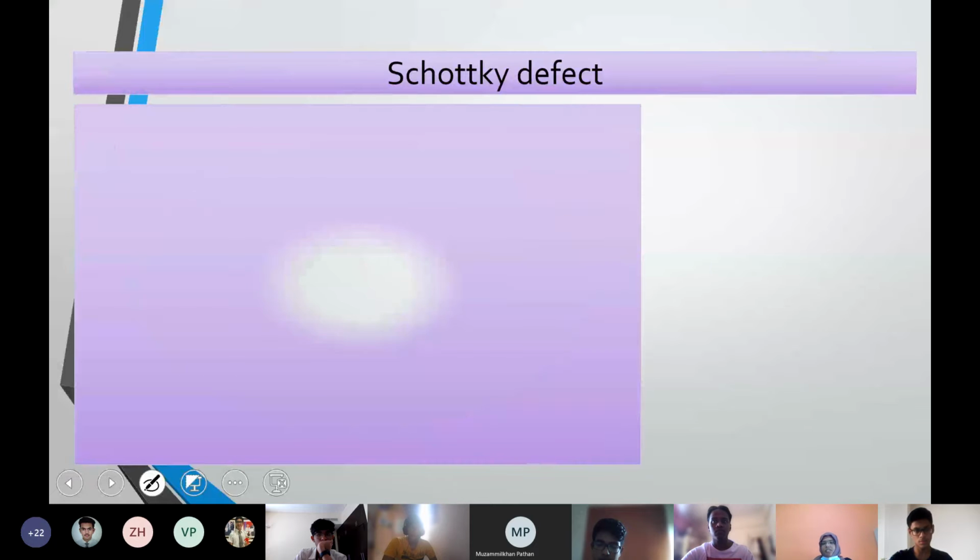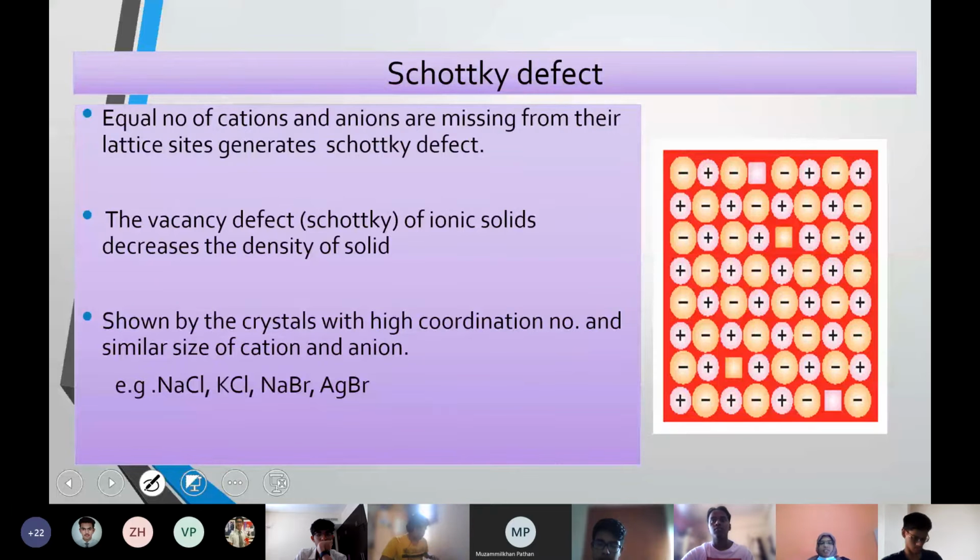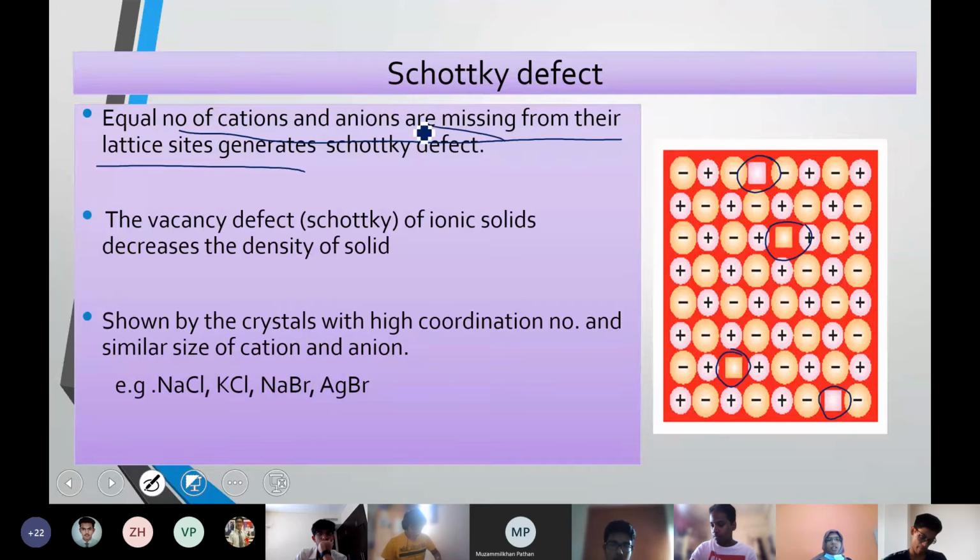So first type is Schottky defect. Again, it's a kind of vacancy defect. In this kind of vacancy defect, Schottky, you can just connect it like shortage or missing of an equal number of cations and anions. As you can see in the diagram, this is a position of a positive, this is a position of a negative. It's missing. And here also there is a negative and a positive. So a total of 2 positive cations and 2 negative anions are missing from the sites given in the diagram. So missing of an equal number of cations and anions from the lattice sites is called Schottky defect.